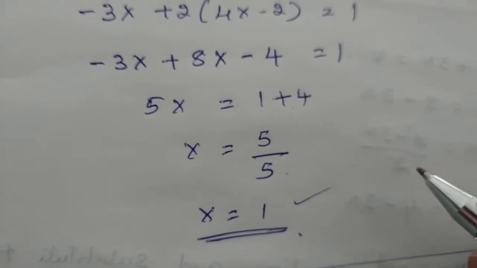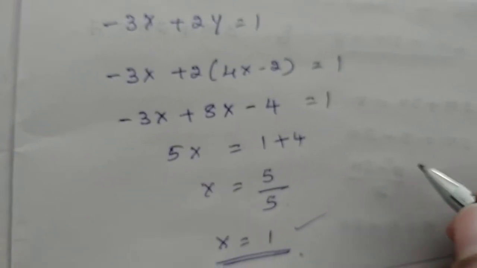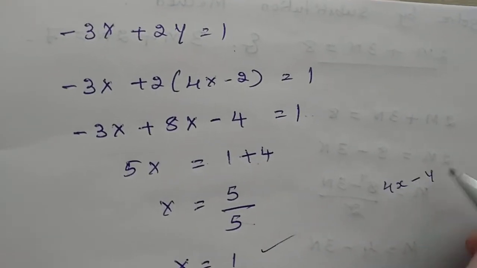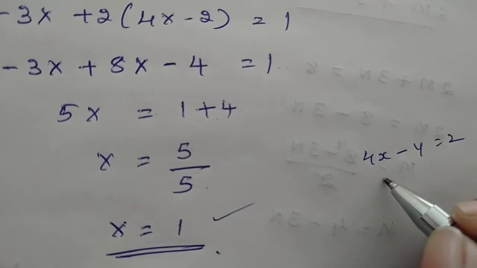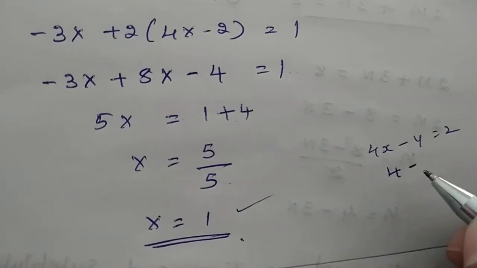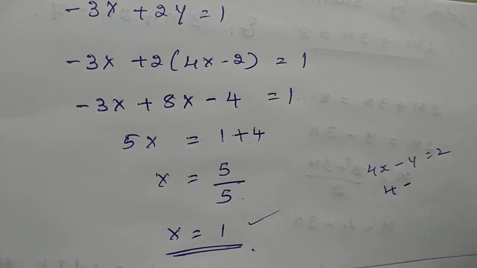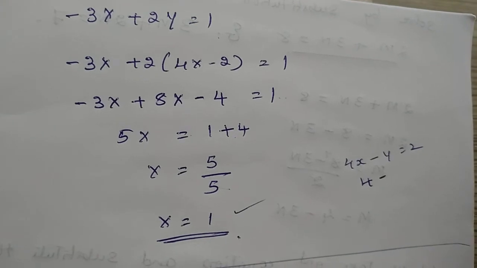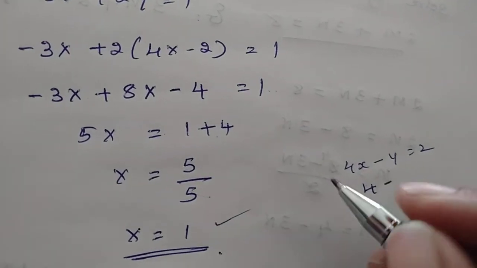So again cross verify ಮಾಡೋಣ. What is the equation? 4x minus y is equal to 2. What is the value of x? 1. So 4. What is the value of y? So we don't know the value of y. We have to find out the value of y here. Okay.